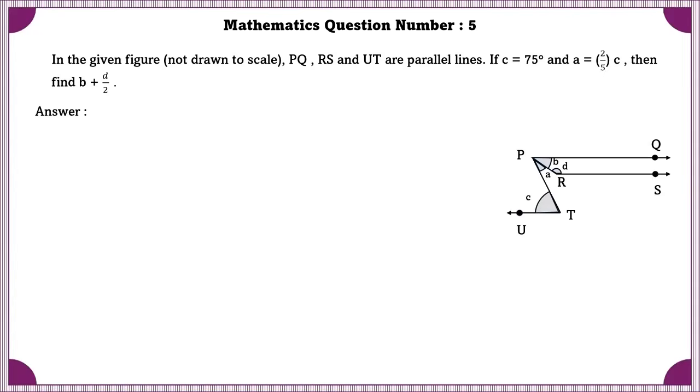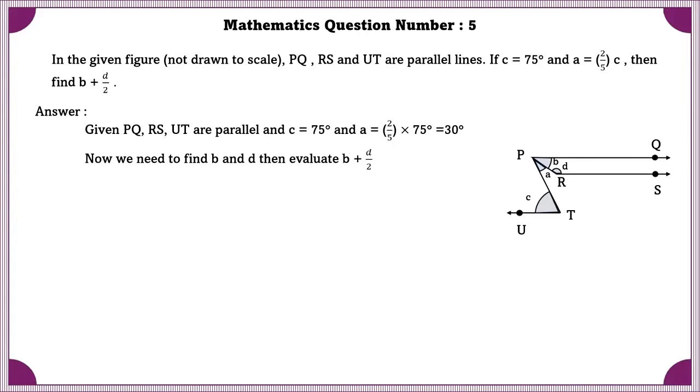Question number 5. In the given figure, not drawn to scale, PQ, RS and UT are parallel lines. If C is equal to 75 and A is equal to 2 by 5 of C, then find B plus D by 2. Given PQ, RS, UT are parallel and C is equal to 75. Since A is equal to 2 by 5 of C, we can find the value of A, that is 30. Now we need to find B and D, then evaluate B plus D by 2.